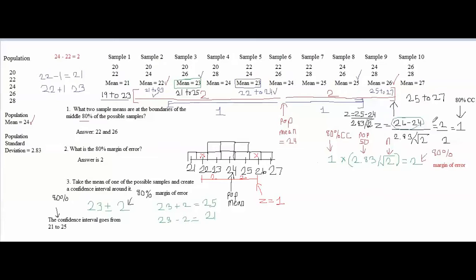So notice how the only thing that's changed is that instead of using the mean of sample 9, which is 26, we're using the mean of sample 8, which is 25. This is the only number that's changed. And the fact that we're no longer using the mean at this boundary point, and we're now using the mean at this boundary point, is what changes this z-score to a 60% confidence coefficient.